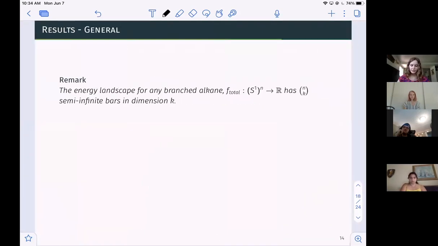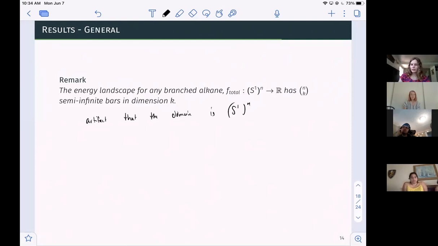So the energy landscape for any branched alkane has n choose k semi-infinite bars of dimension k. The semi-infinite ones are just the ones that go on forever. And this is just an artifact that our domain is S^1 to the n. Because it's a well-known fact in persistent homology that if your domain is the torus, then we know exactly how many bars it's going to have.